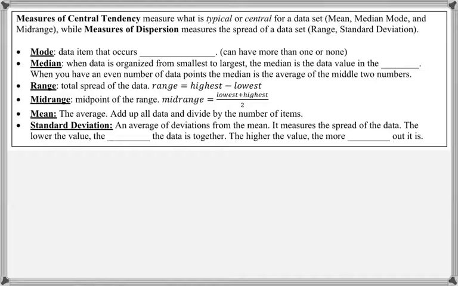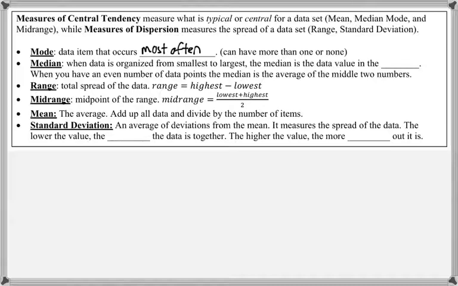So the mode is the data item that occurs most often. And it's possible to have more than one mode. It's also possible to have no mode. So if all of the data items occur the exact same amount of times, you would not have any mode.